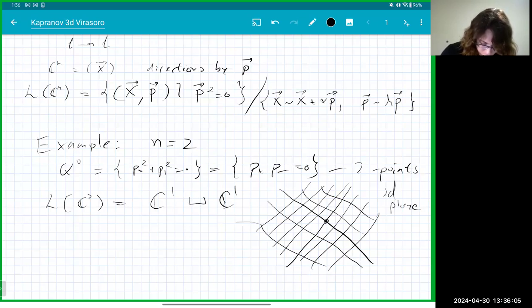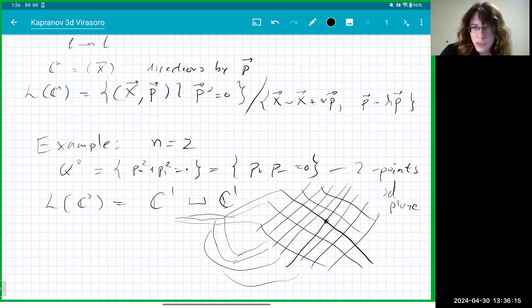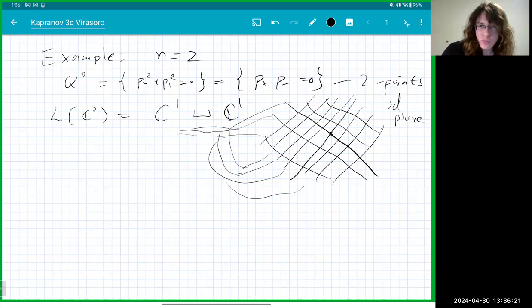So these ones are given by this C1, and these ones are given by this C1. Yeah, I don't know. Sorry. But now at least we could see what the algebra is, right?